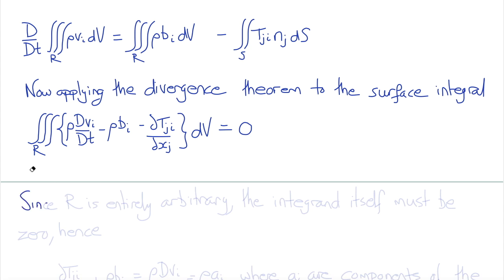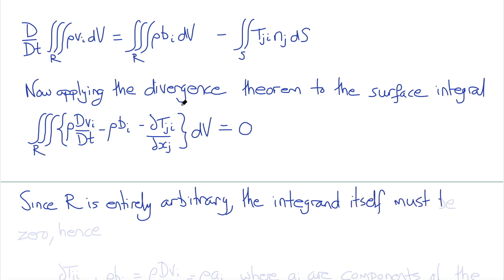Now, as we've done before, we note that since the region R over which this integral must hold is entirely arbitrary, it must hold for any and all regions, which means that the integrand itself, the expression inside the integral, must be 0.